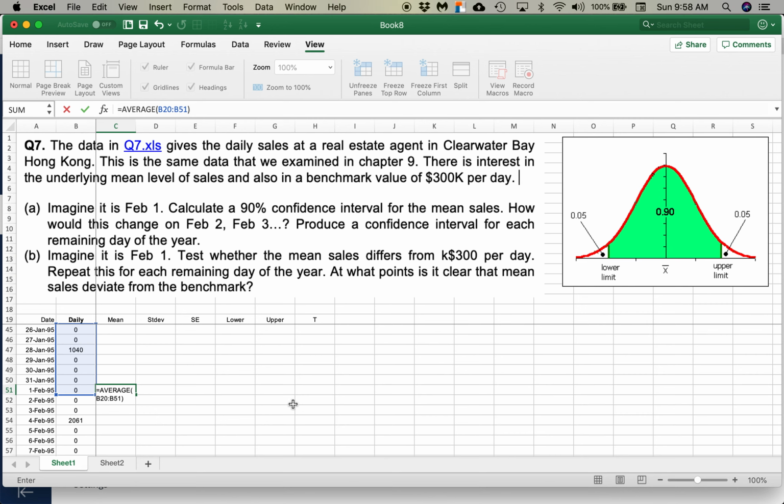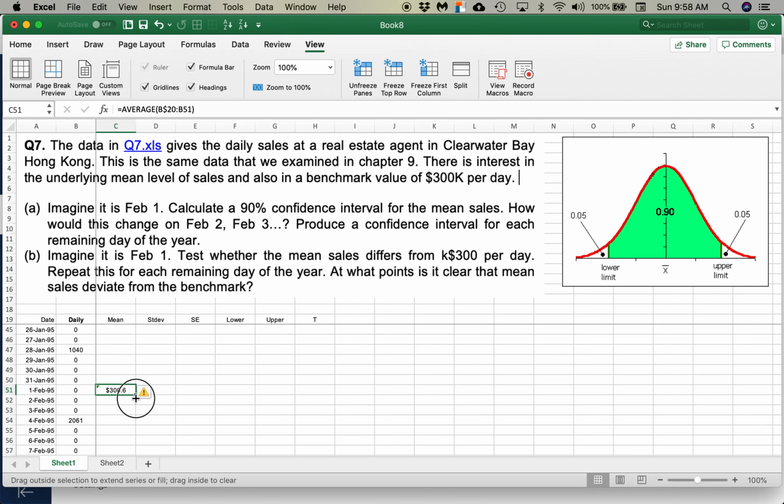Now, I know that I'm going to copy this down. And as I copy it down, I want it each time to begin at B20, but to go down to whatever cell row that I'm on. So I'm going to anchor the B20 with a $ sign in front of the 20. All right, that'll give me an average of $300,600 up through and including February 1st.